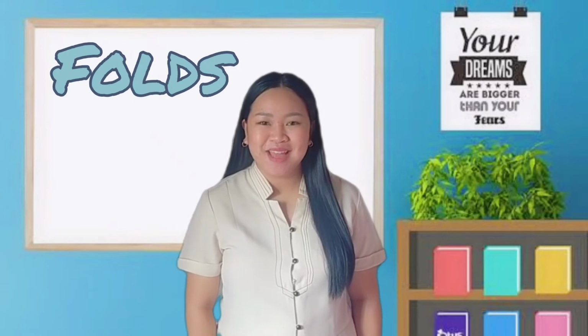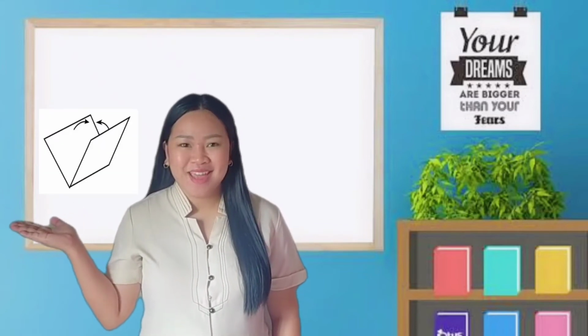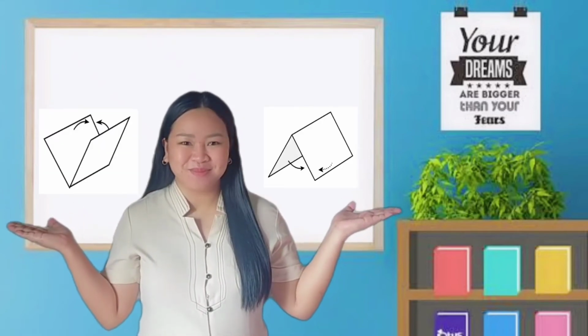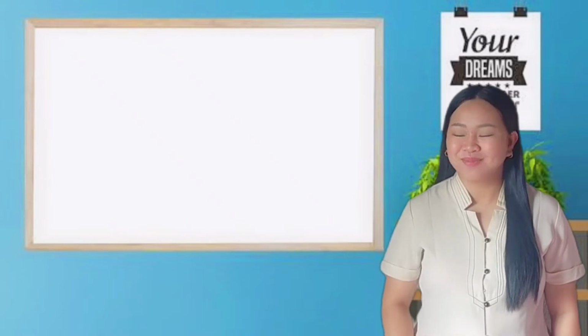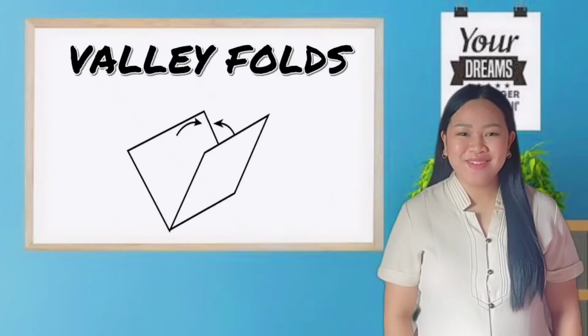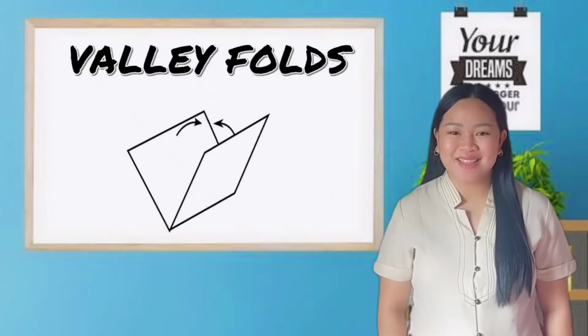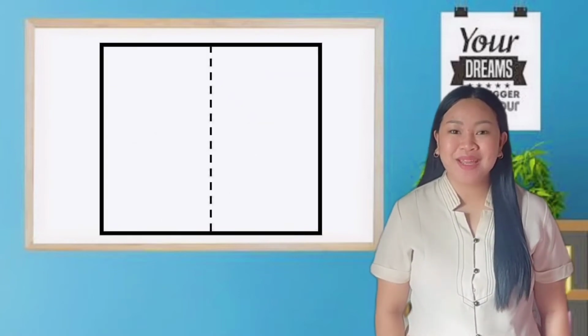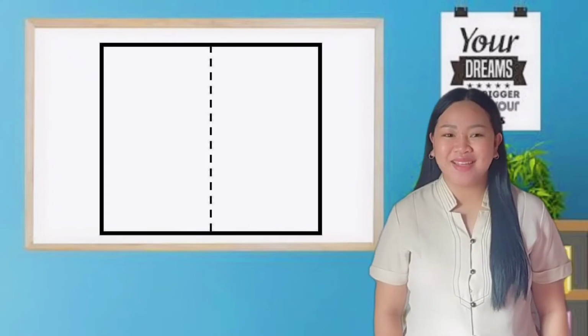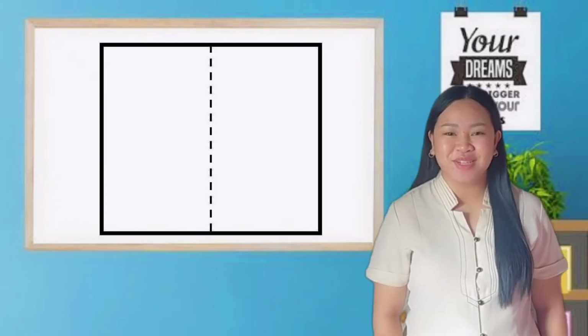Now, let us proceed to folds used in origami diagram. There are only two basic kinds of fold, which are valley folds and mountain folds. All other techniques are just the combination of the two. First one is valley folds. Valley fold is a fold that has sides that rise up from the center fold. It is indicated by a dashed line. The dashed line indicates location of crease to be made.